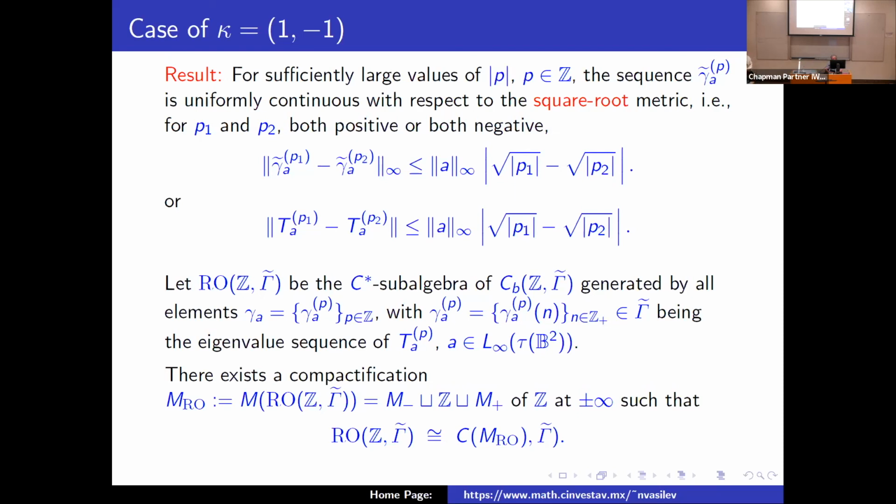What is the situation for the polydisk? Polydisk is not interesting because the Bergman space is just a tensor product, so you just tensor the one-dimensional results. It's important to consider irreducible domains.